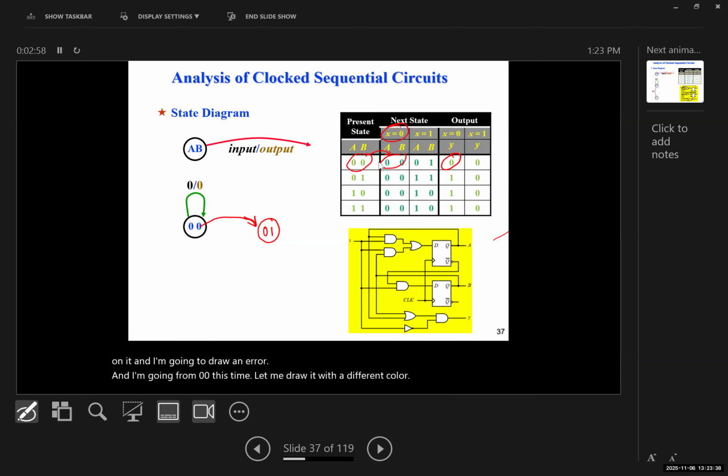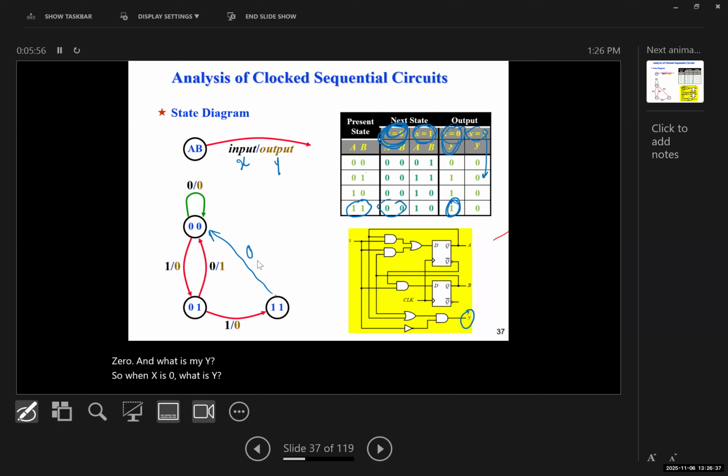So if I want to go from 1, 1 to 0, 0, what is my x? 0. And what is my y? So when x is 0, what is y? 1. So it's going to be 0, 1. Okay. So the next one is going to go from 1, 1 to 0, 0.